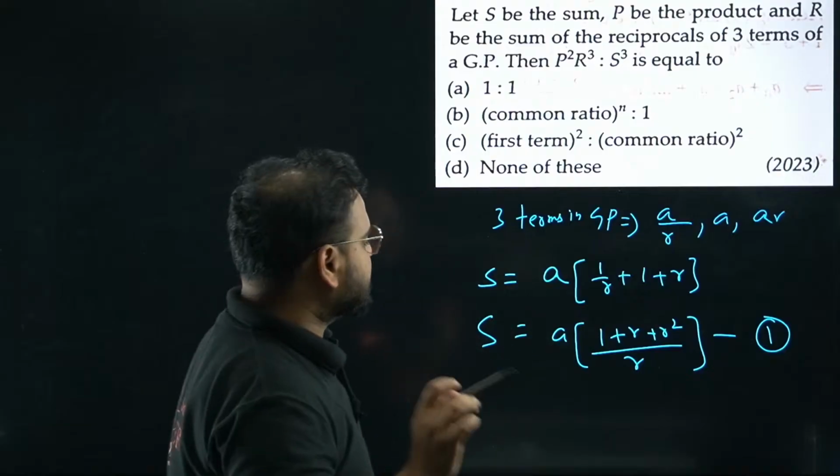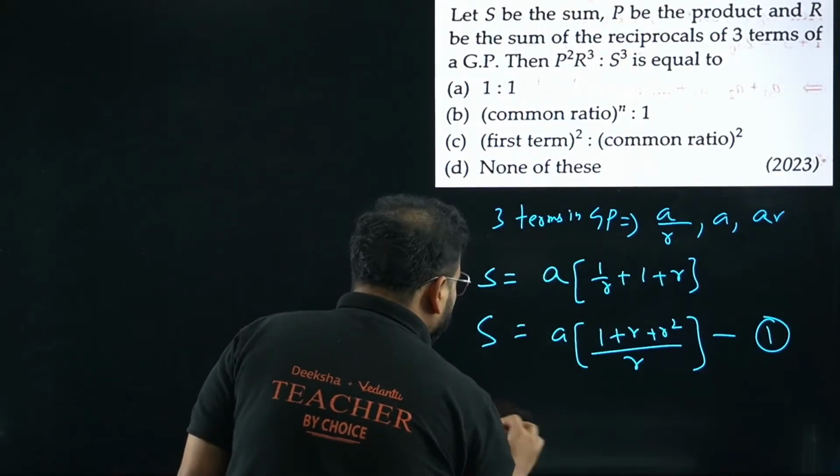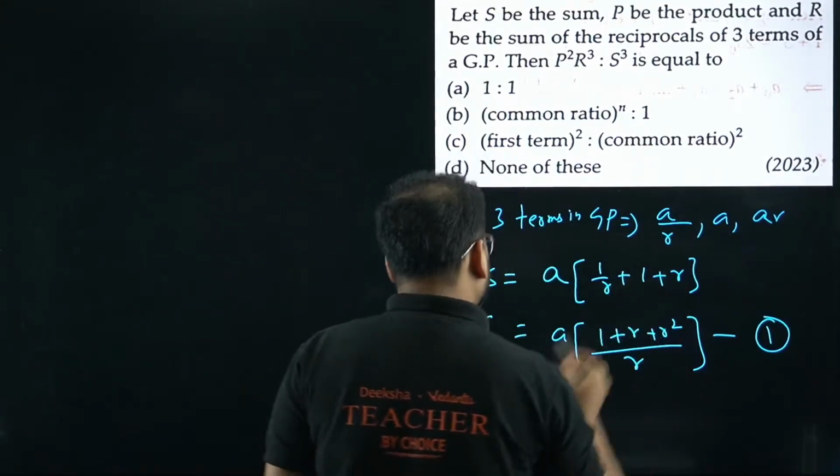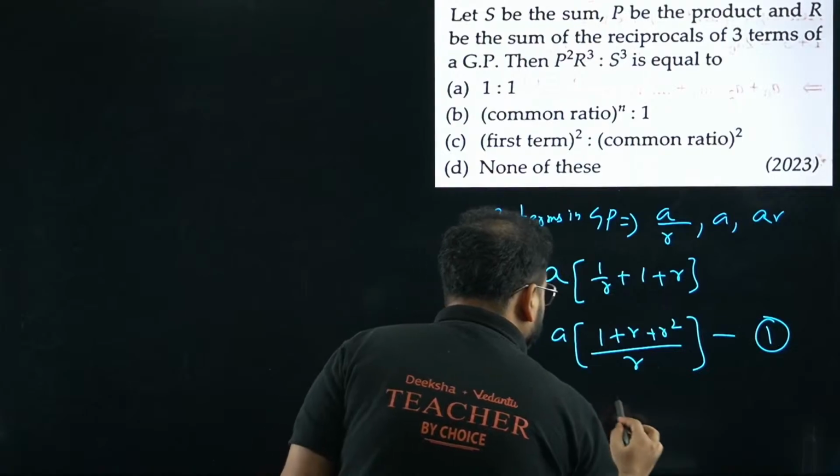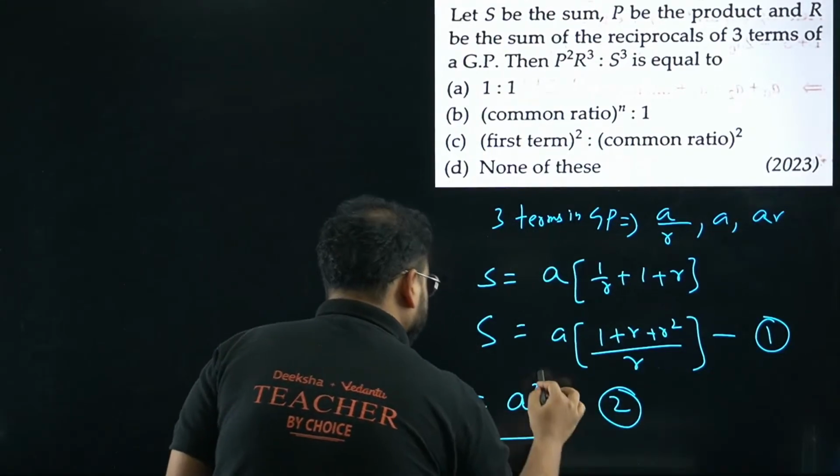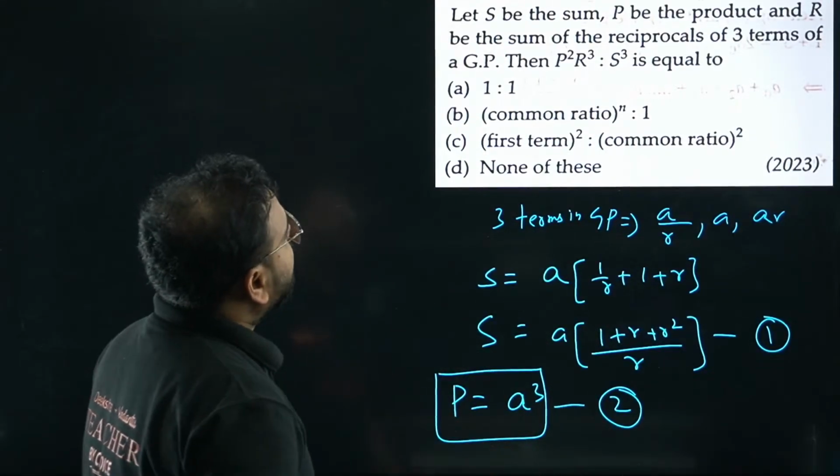I want the product as well, so write the product also. We'll have the product simply what? R and R will cancel. You have the product as simply A cube. This is my second equation. Next is the reciprocal, right?